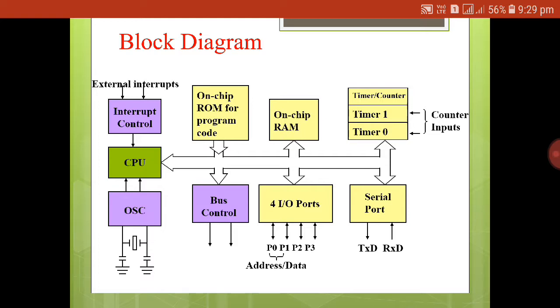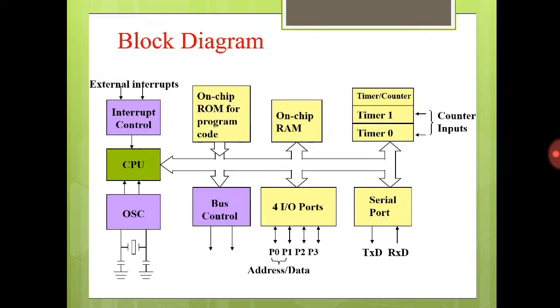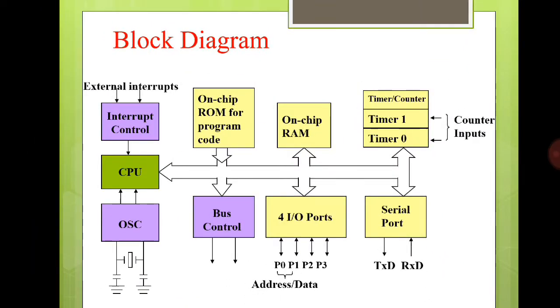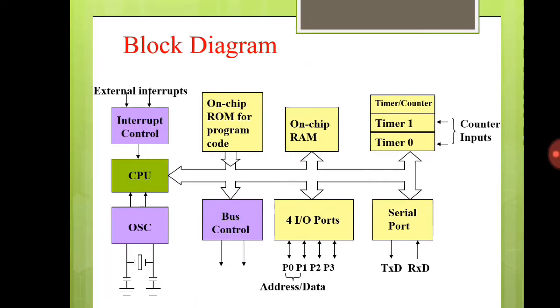Today we are going to discuss the architecture of 8051. 8051 is called an 8-bit microcontroller. It was developed by Intel in the year 1981. The main components that 8051 consists of are 4 kilobytes of ROM, 128 bytes of RAM, two 16-bit timers, one serial port, 4 input-output ports and 6 interrupt sources.